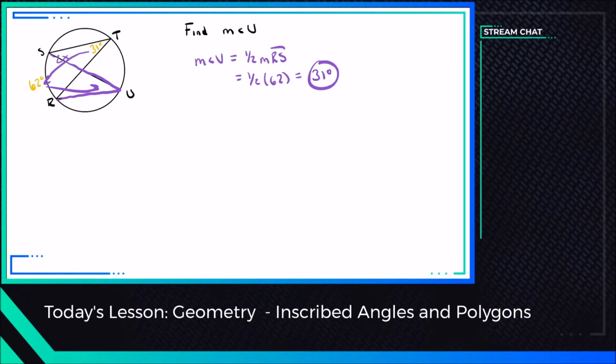So if we go ahead and get these arrows out of here, just to clear some things up, this angle is now equal to 31 degrees. Notice that these two are equal to one another. And that is actually going to be a theorem that we're going to state. It's going to be theorem 10.11, and it is going to be called the inscribed angles of a circle theorem.